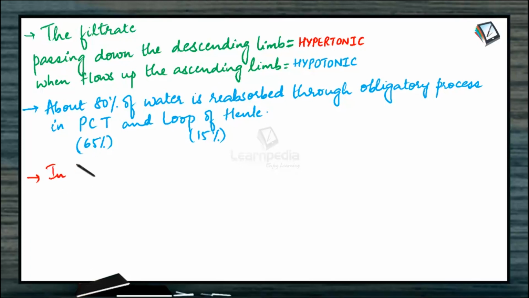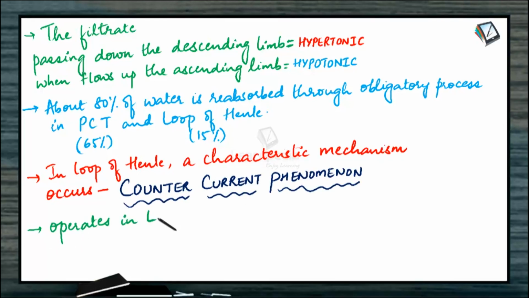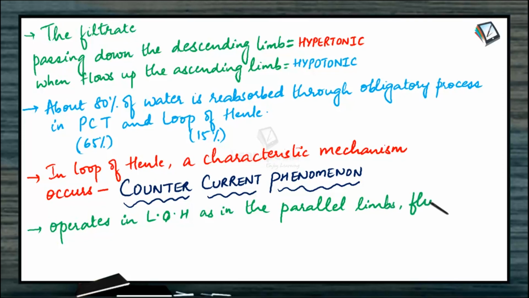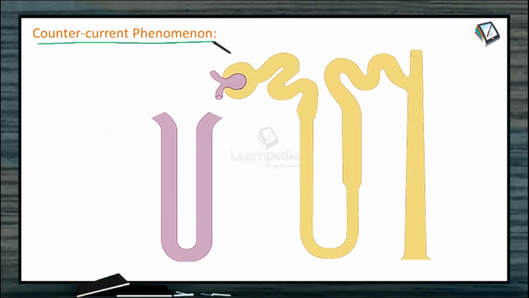In the loop of Henle, a characteristic mechanism occurs which is known as the countercurrent phenomenon. This operates in the loop of Henle as in the two parallel limbs, the ascending limb and the descending limb, the fluid flows in opposite directions and in contrasting concentrations, and along with this, the vasa recta.